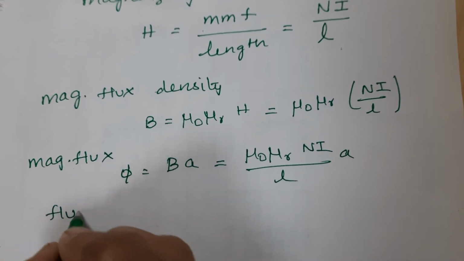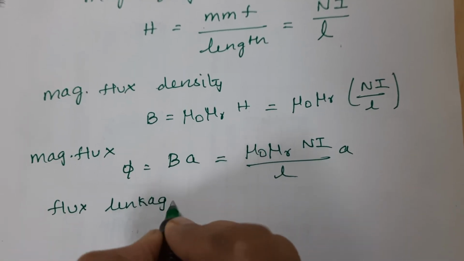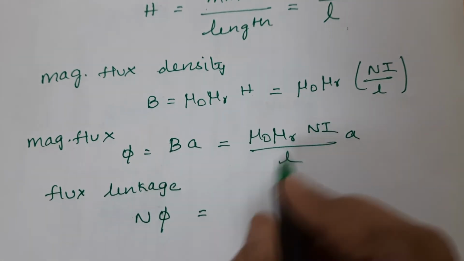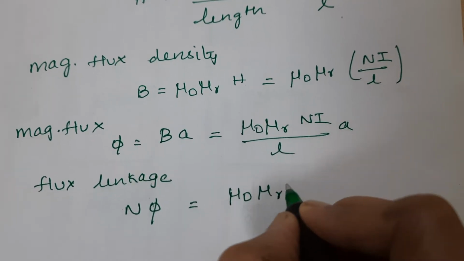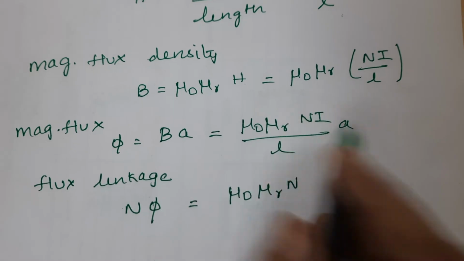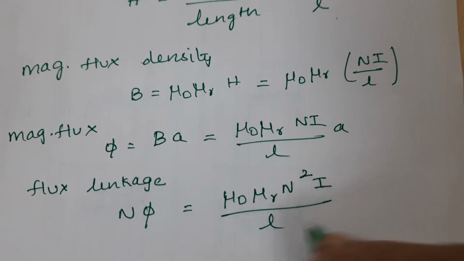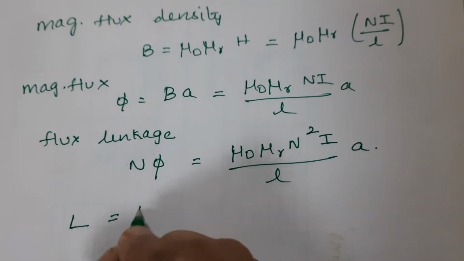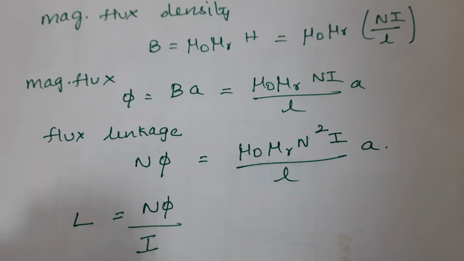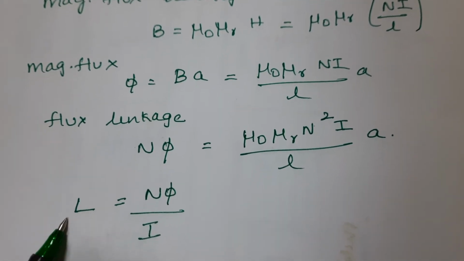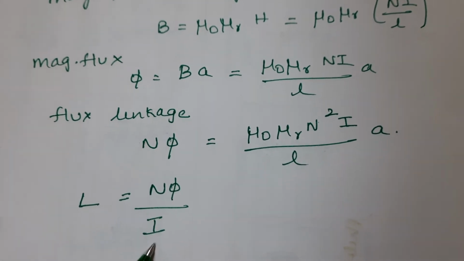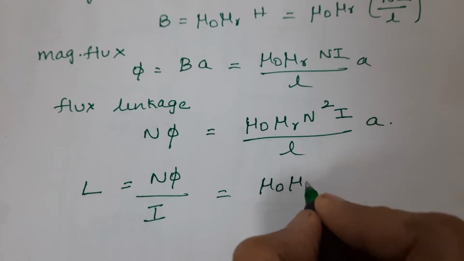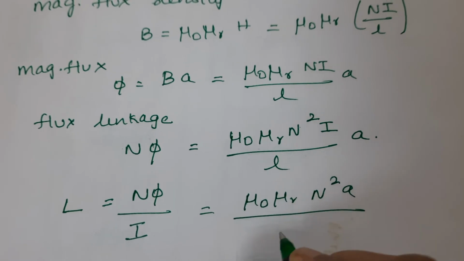Now the flux linkage can be written as N times phi because there are N number of turns. So we get mu naught mu r N. Already I have N here, one more N, so it becomes N squared I by L into A. Now I'm going to define L, the self-inductance, as the flux linkage divided by the current through the coil. So when I divide N phi by I, I gets cancelled. So we get mu naught mu r N squared A by L.